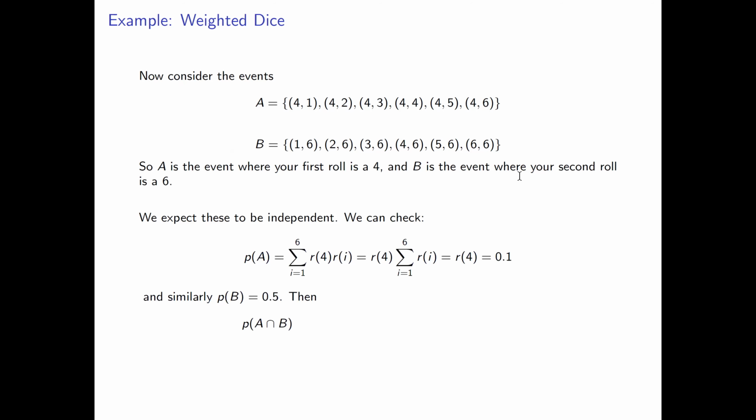Right, so now we know the probability of A and the probability of B, and to check independence, we have to compare that to the probability of the intersection of A and B. Well, what is the intersection of A and B? You can check by inspection that the only element that's in both of these is the element (4, 6), because your first roll has to be a 4 and your second roll has to be a 6. So there's only one way that can happen. And if I remember the definition of P, the probability of this event is just going to be R of 4 times R of 6, which is 0.1 times 0.5. But we just saw that that's the same as the probability of A times the probability of B. And so these events are independent.